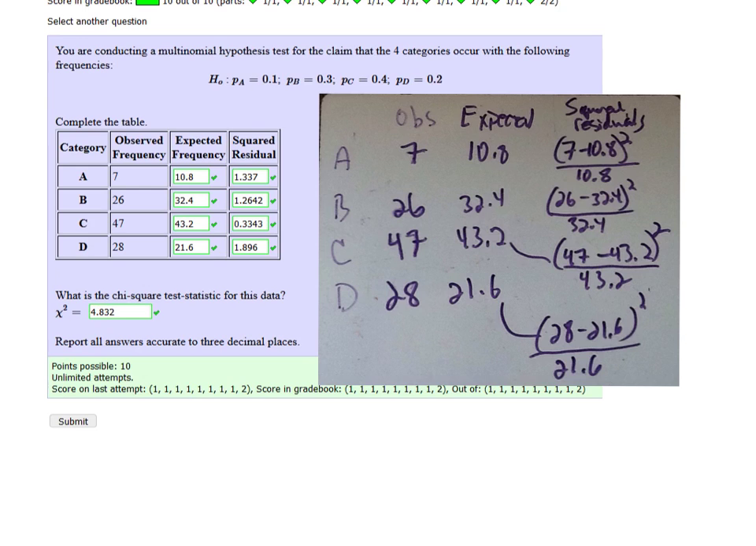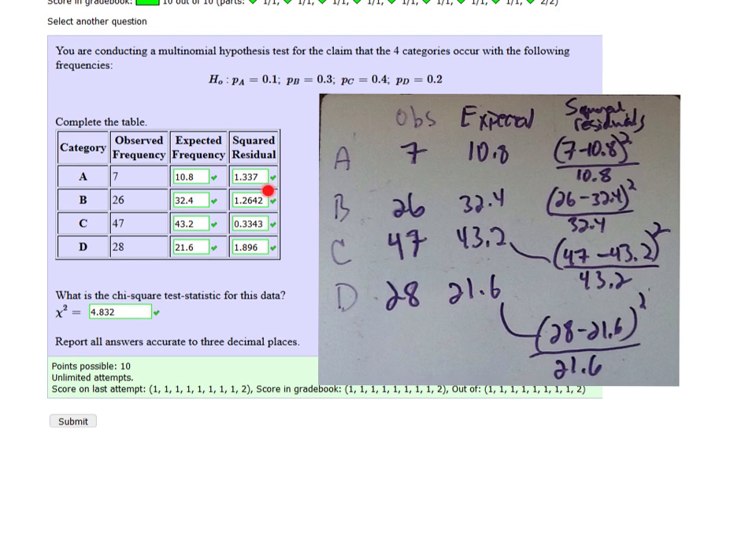Okay, so now to calculate the squared residuals, that squared residual column, I calculated all those expected values. Remember, I did 108 times 0.1 to get the 10.8. I did the 108, which is the sum of those numbers, times 0.3 to get the 32.4, 108 times 0.4 to get that 43.2 number, and then 108 times 0.2 to get that number.